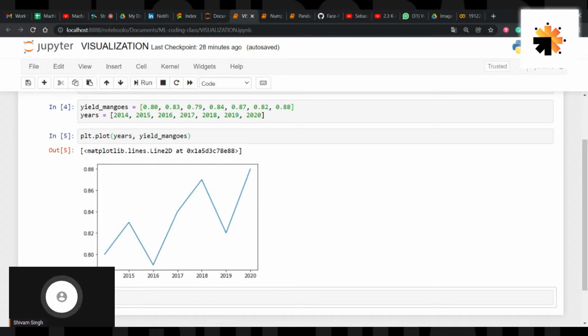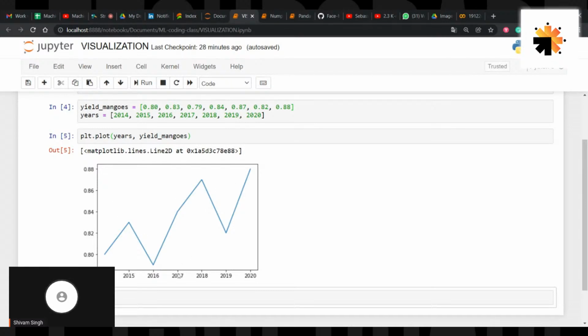Similarly, you can try to plot one more graph in a similar way. Maybe you can check the yield for apple also, maybe oranges also, and then try to plot both the scenarios on the same chart. Here you have just one graph right now.